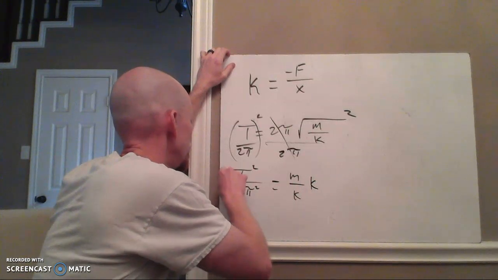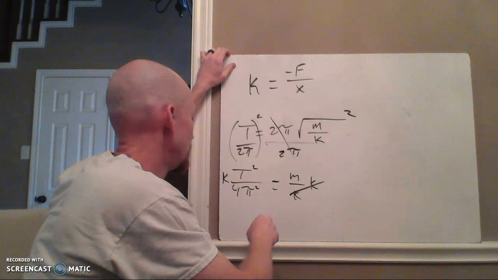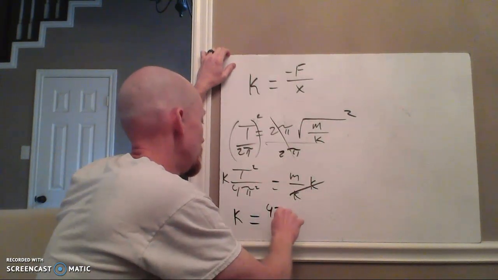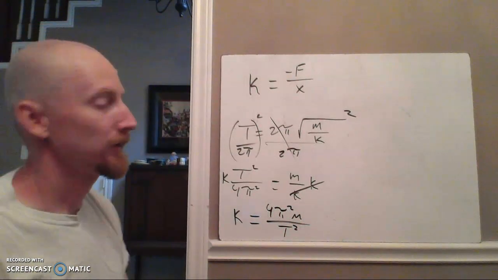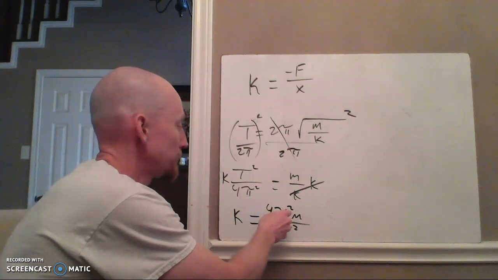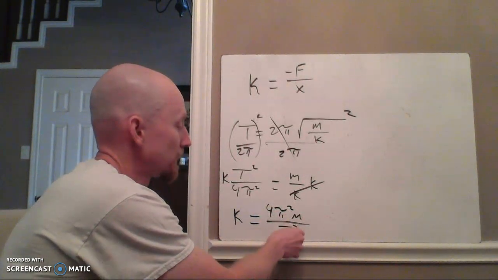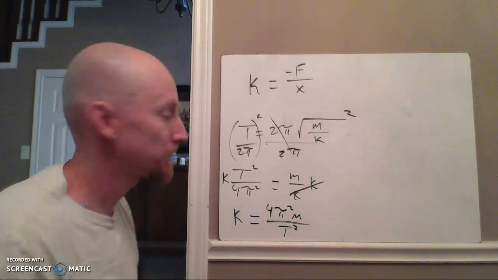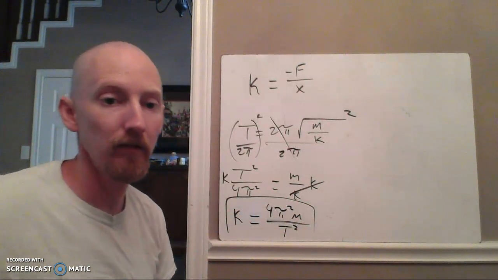I'm going to multiply both sides by k. And then I'm going to move all this to the other side. So k will be equal to 4 pi squared m over T squared. That's your equation to solve for k for this part of the lab: 4 times pi squared times mass in kilograms divided by T squared. T is the time in seconds, squared. There's your equation for this second part of the lab.